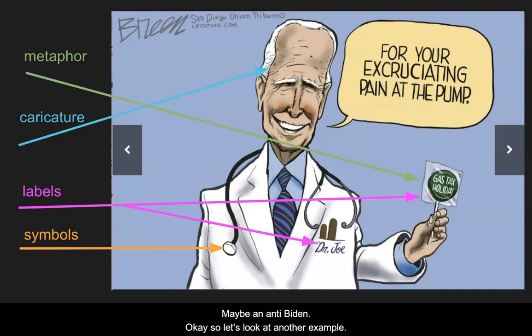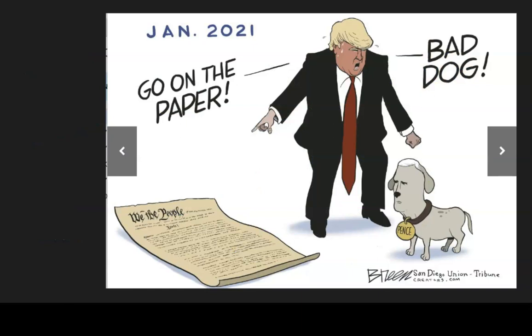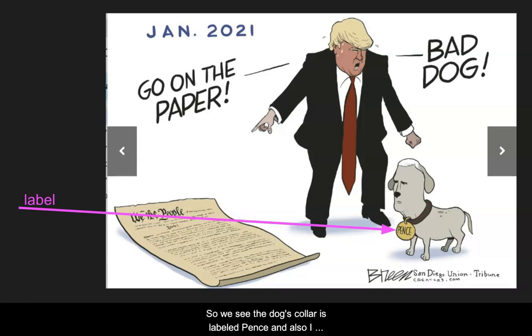Okay, so let's look at another example. So here's a political cartoon with Trump, President Trump, former President Trump. So first, labels. So we see the dog's collar is labeled with Pence, and also you can see the date up there is January 2021. That would be a label. And the words that Trump is saying, anything that's text is really a label.